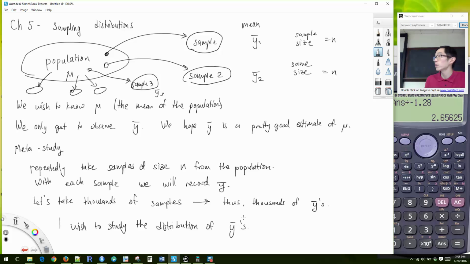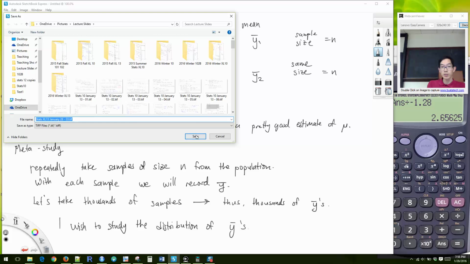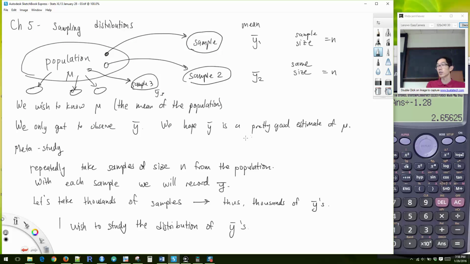I want to study the distribution of y bars. And by being able to study the distribution of y bars, I can get an idea of how close we can expect y bar to be to the mean. If the distribution of y bars are very close to the population mean, I know that anytime I draw a y bar, it's got to be pretty close to the population mean. On the other hand, if my y bars are all spread out, then I know that if I just take a random sample, it doesn't give me that much information about the population mean, mu. Does that kind of make sense?